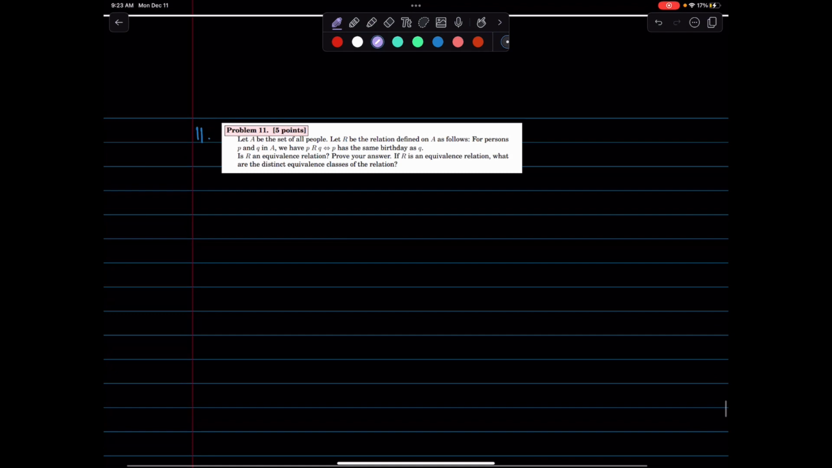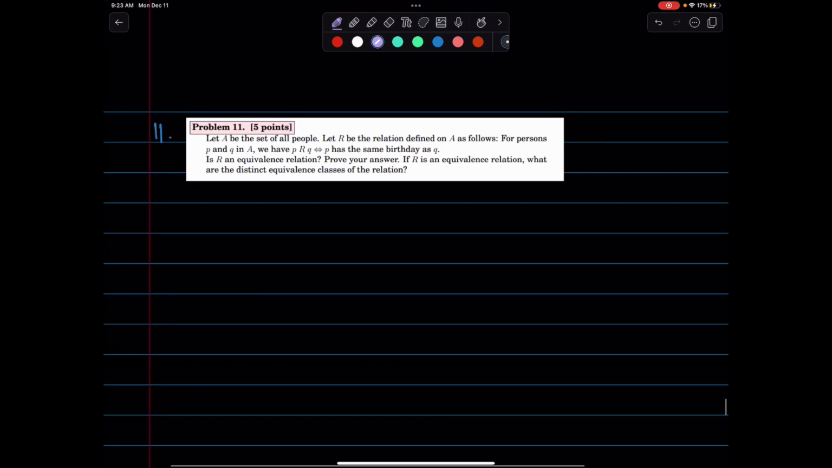Let A be the set of all people and R be the relation defined on A as follows. For all persons P and Q in A, PRQ where P has the same birthday as Q. Is R an equivalence relation? And if it is, what are the distinct equivalence classes?